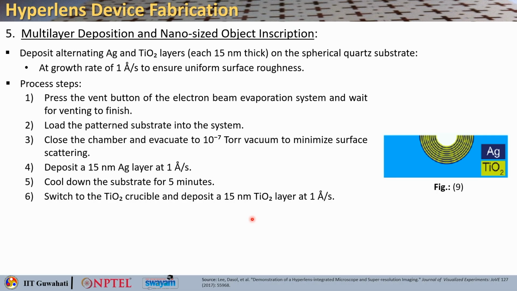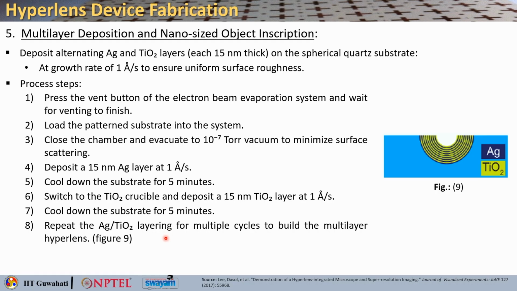With time you can basically calibrate the thickness that is getting deposited. Let the substrate cool down for another 5 minutes, and in this way you can repeat the silver TiO2 layering for multiple cycles, and that will allow you to build this multilayer hyperlens.